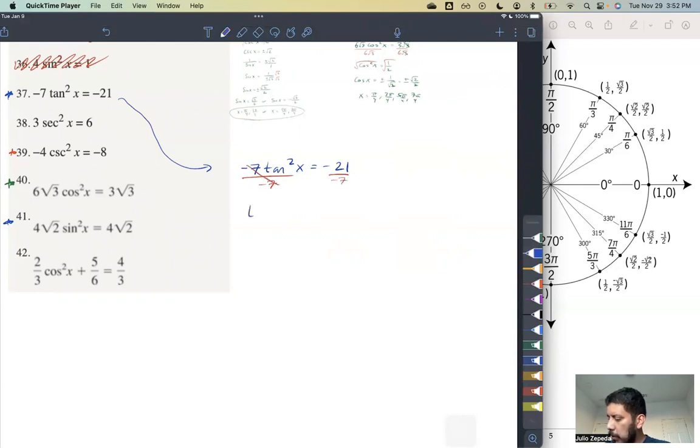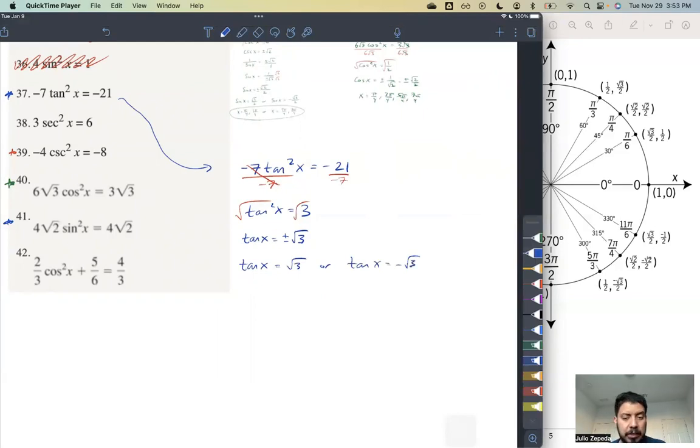Tangent squared x is equal to, what do we get here? Plus 3. And if we take the square root of both sides, then we get tangent x is equal to plus or minus the square root of 3. Here we go. So now we want to know what angles have a tangent of square root 3 or a tangent of negative square root 3.